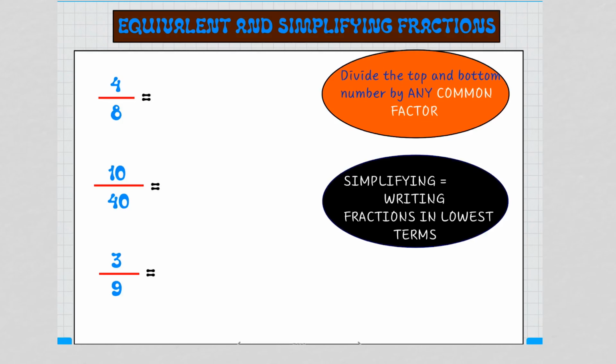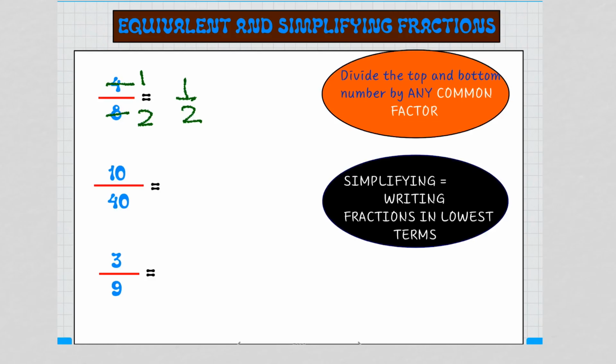So let me do that again for you so you understand. 4 and 8 both go into the table of 4. 4 times 1 is 4, and 4 times 2 is 8. So that's how we can simplify it. Let's look at the next question.